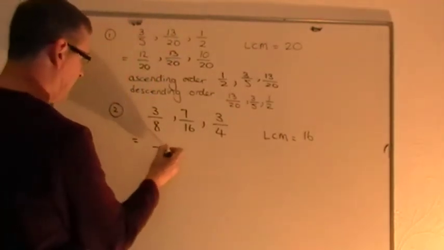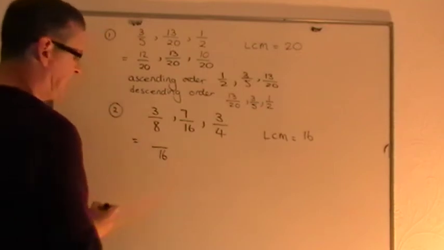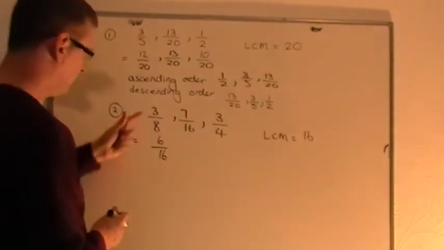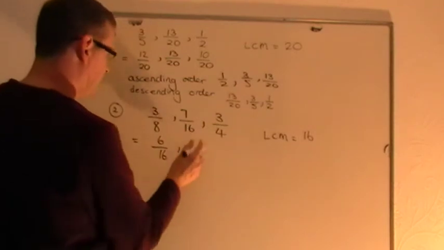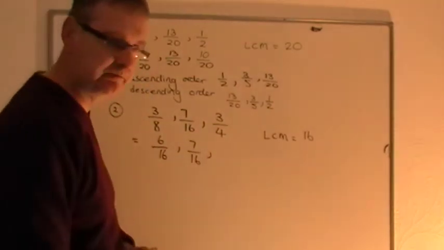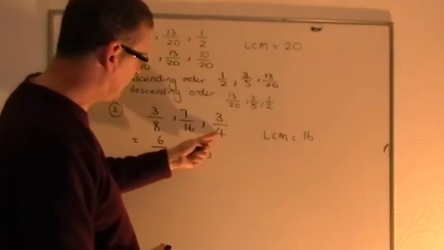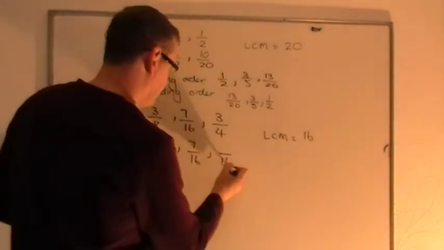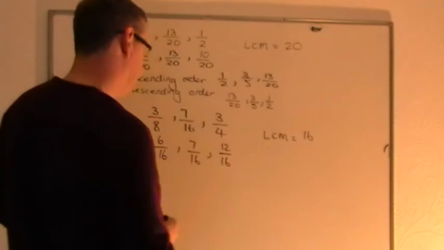The 8 needs to be doubled to get 16, so I double the top to get 6. So that's the same as that. 7/16 is already over 16, so leave it entirely the same. The 4 needs to be times by 4 to get 16. So you times the top by 4, you get 12/16.